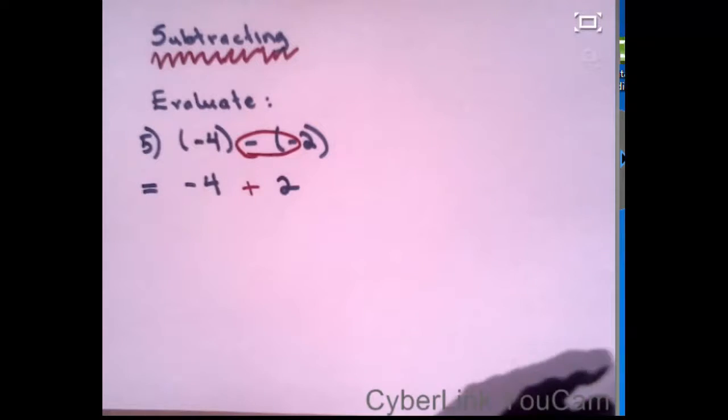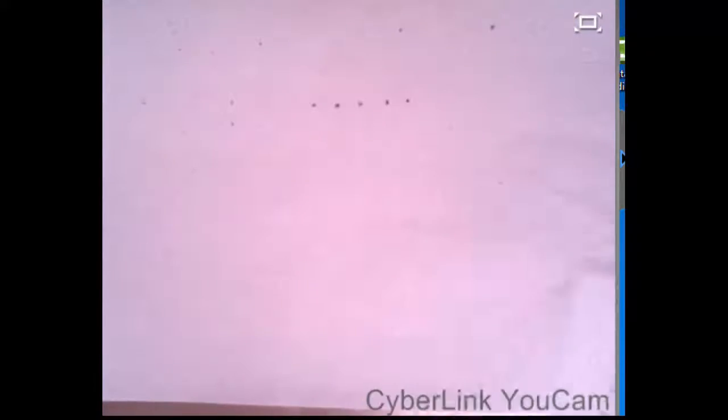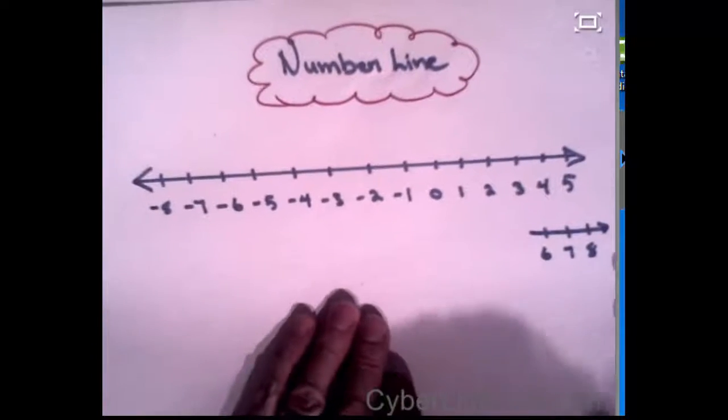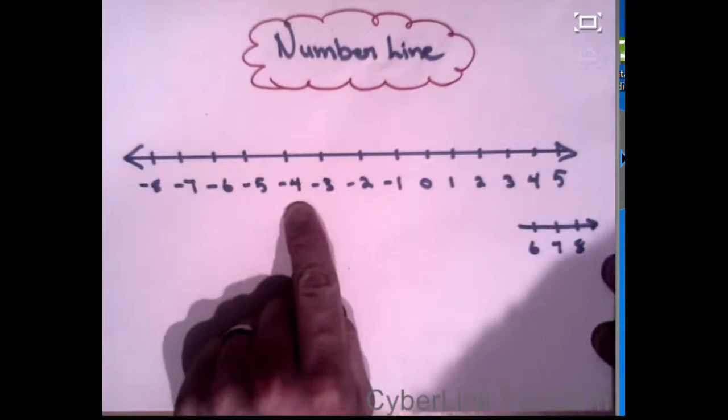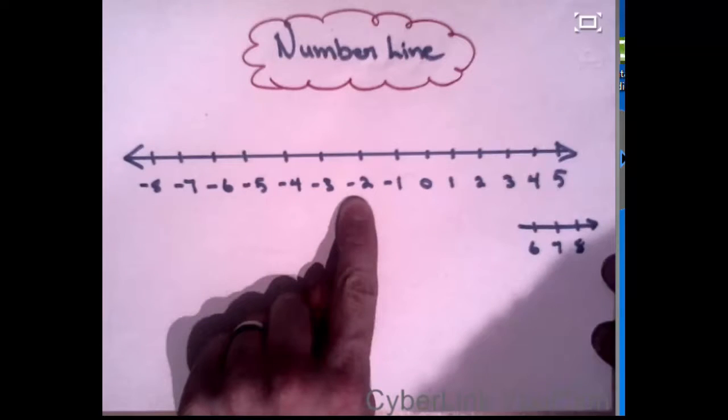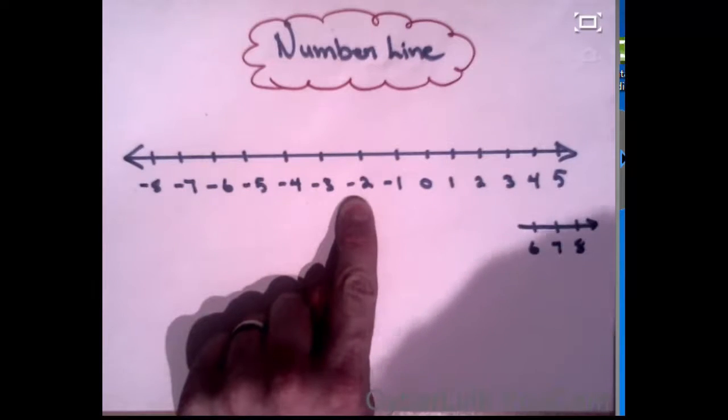And if we check that on our number line, we see that it's just this. Okay? You're at negative 4, and you gain 1, 2. So the answer would be negative 2.